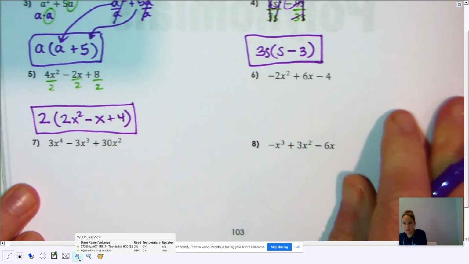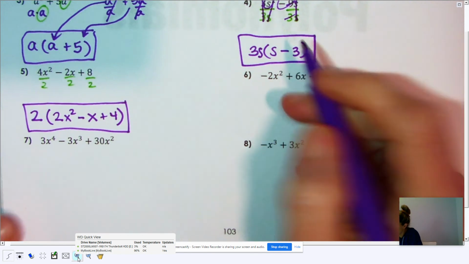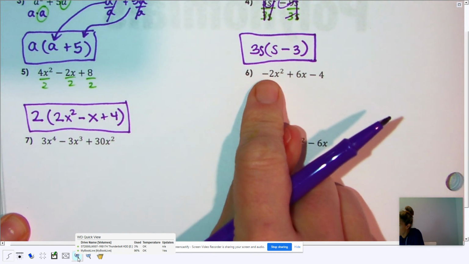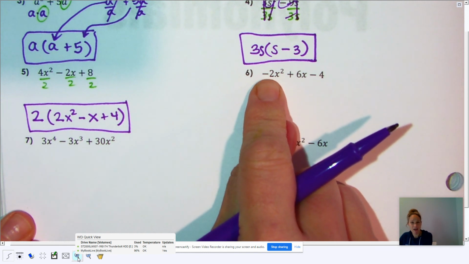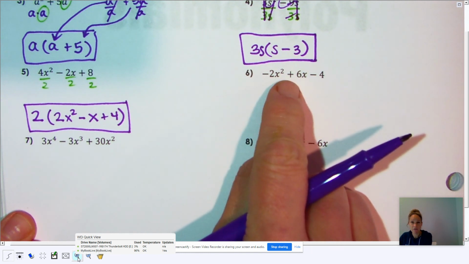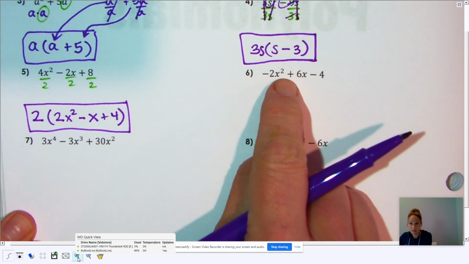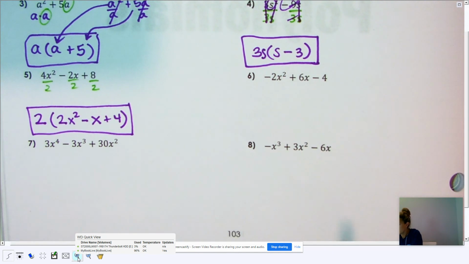All right, question number 6. So now I'm going to look at these, and again, I'm going to check for the smallest value. And anytime it starts with a negative, I want to pull that negative out because we generally like our leading coefficient on the inside to be a positive. You don't have to, but in general, that's what I would do.